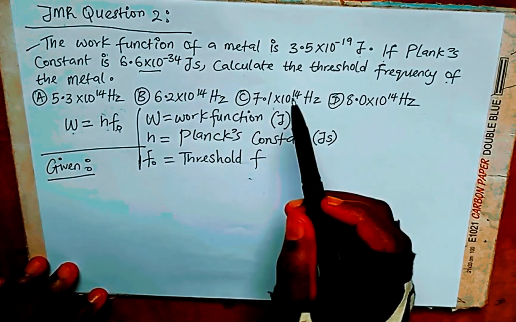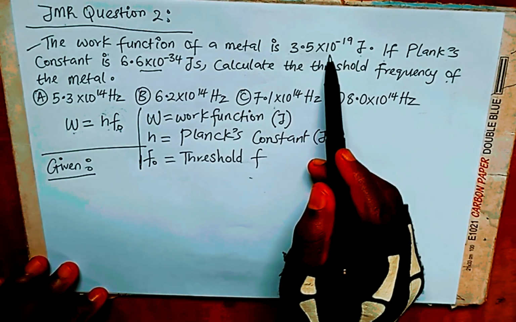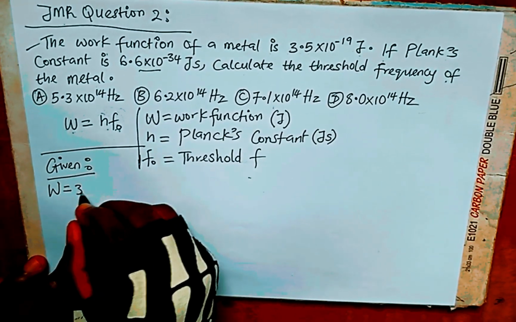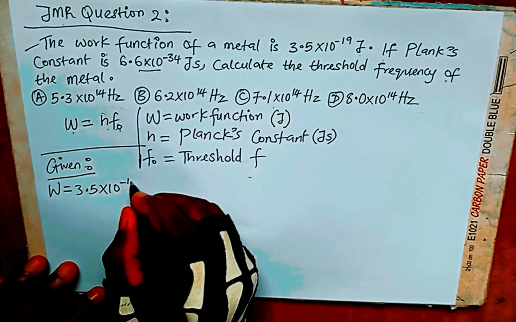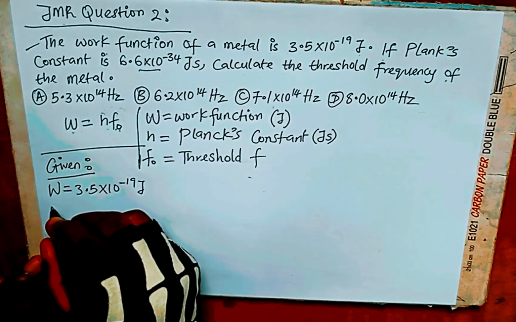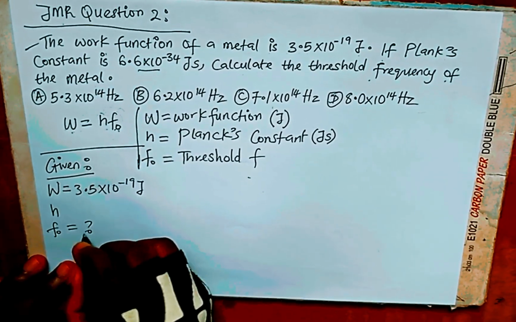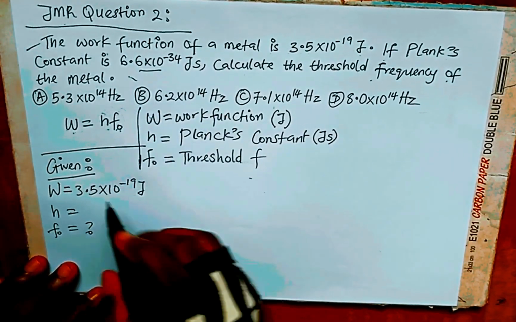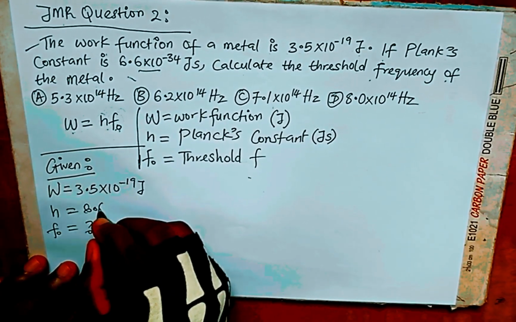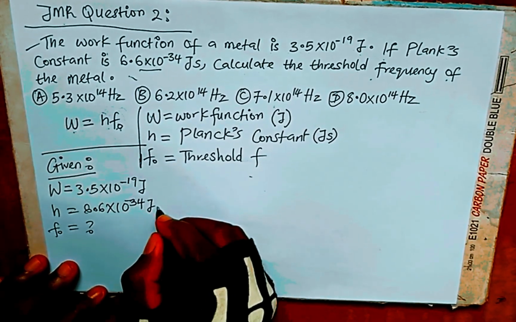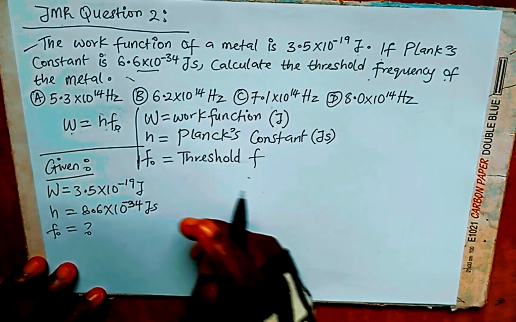All right. So they gave us what? Work function, 3.5 times 10 raised to the power minus 19 joules. They also gave us the threshold frequency, which we define as F naught. Then they gave us Planck's constant, which is H, 6.6 times 10 raised to the power minus 34 joule second.